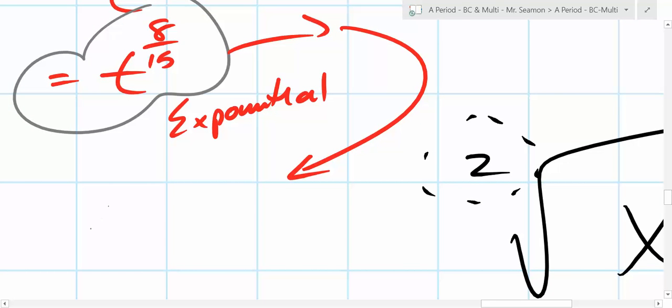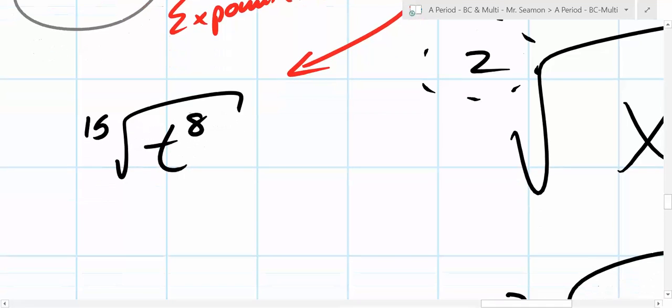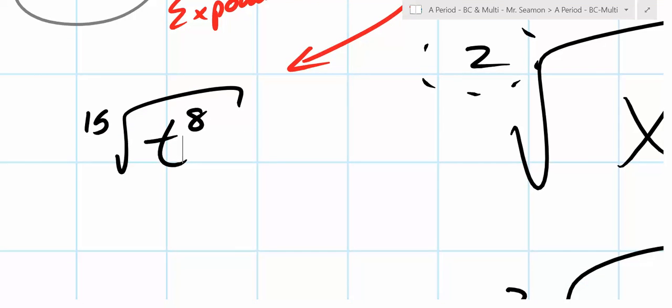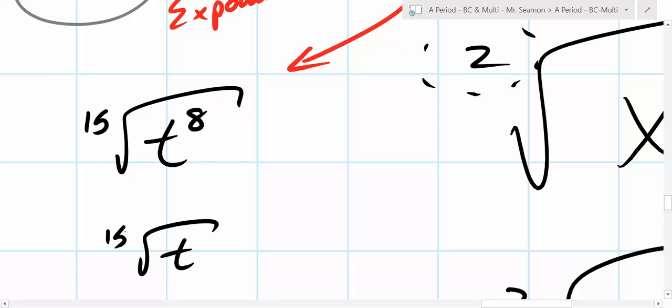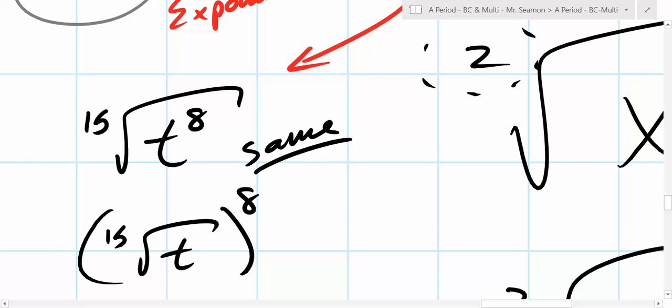Any ideas? The 15th root of what? 8th. There's actually a second way you can write it in radical form. There is a second way because you can reverse this. You could do the 15th root of t all to the what? 8th power. These are the same. You can do it either way.